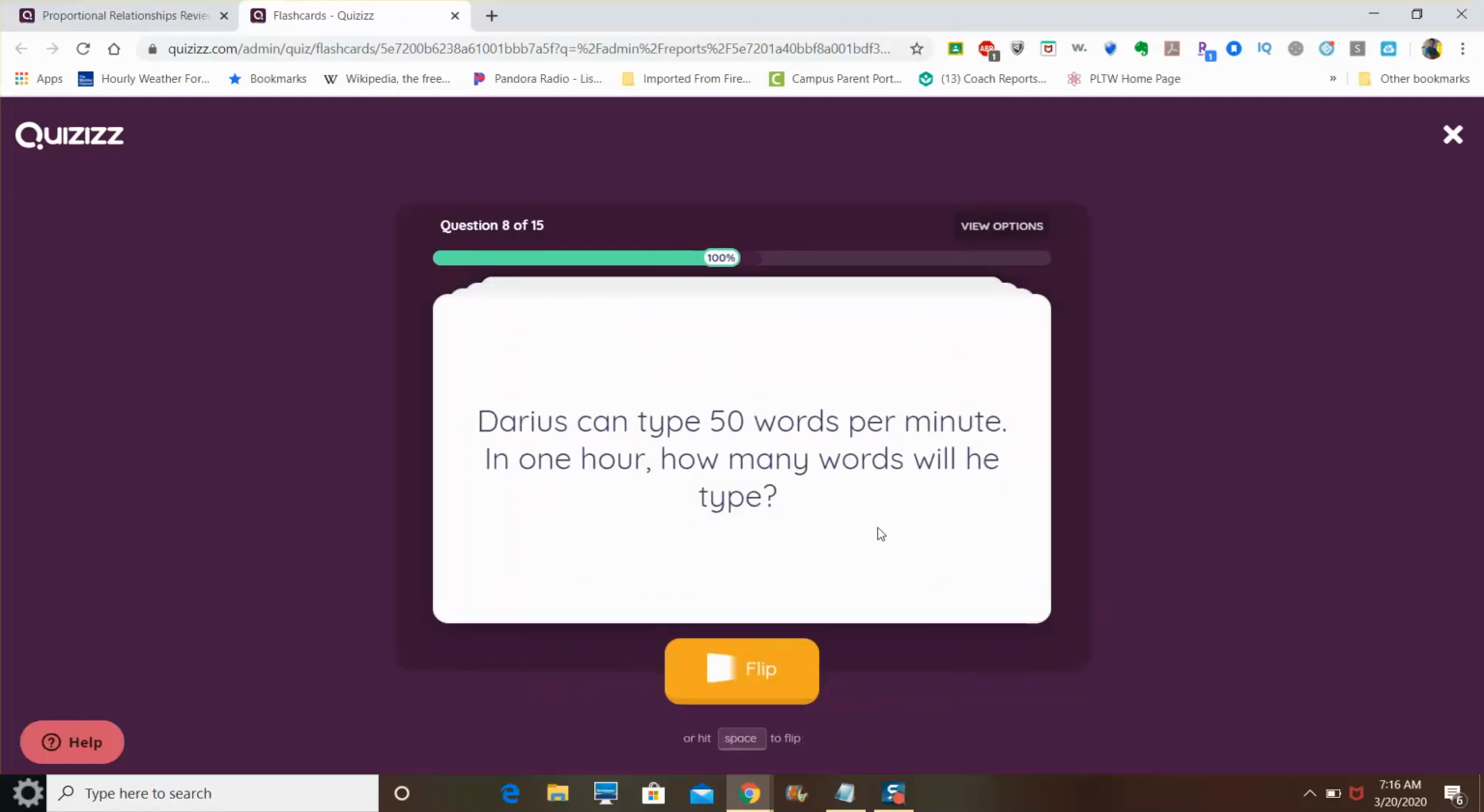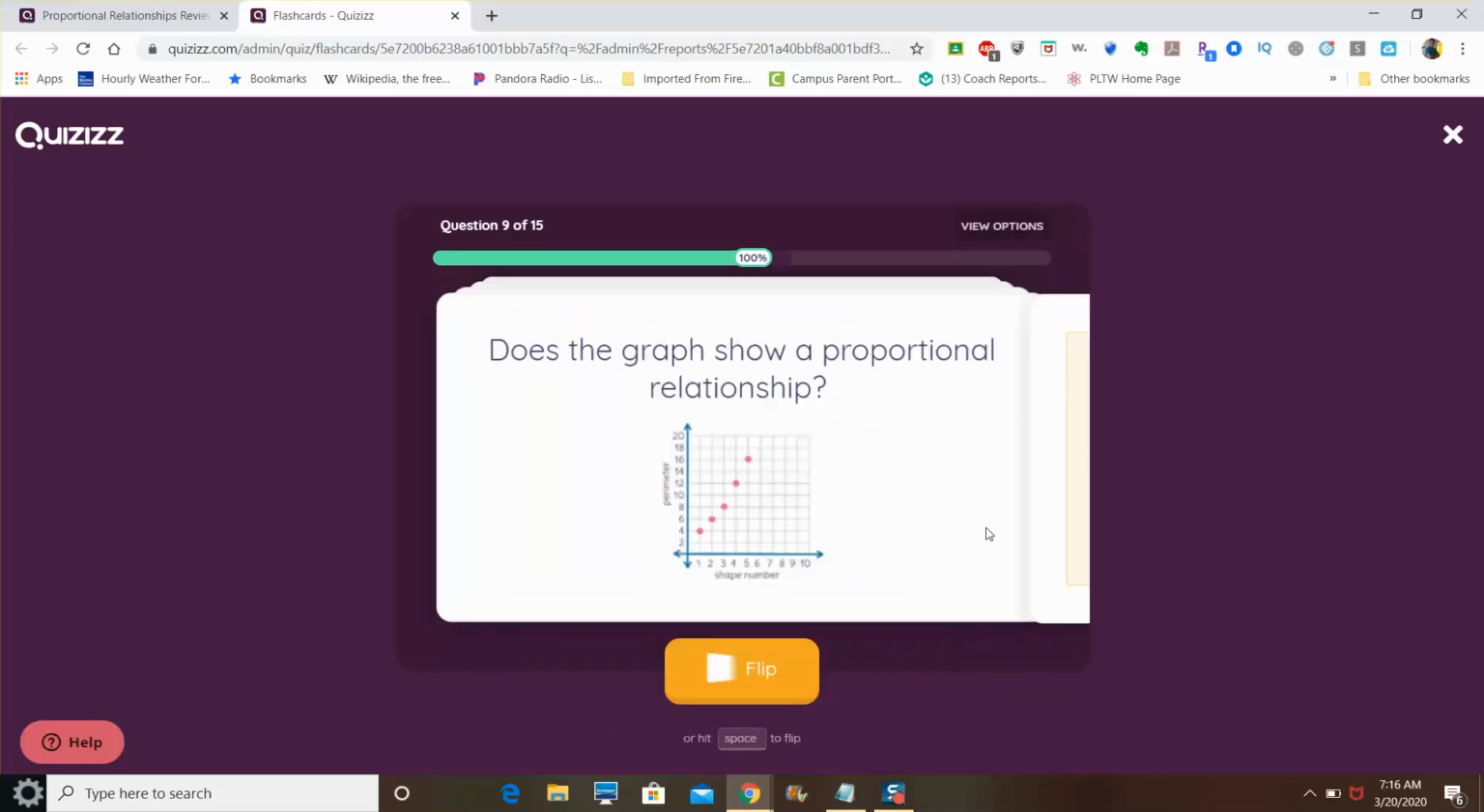Next question. If Darius can type 50 words per minute, in 1 hour, how many words will he type? Well, 60 minutes per hour. At 50 words per minute, that means 60 times 50, which is 3,000. 3,000 words would be the correct answer.